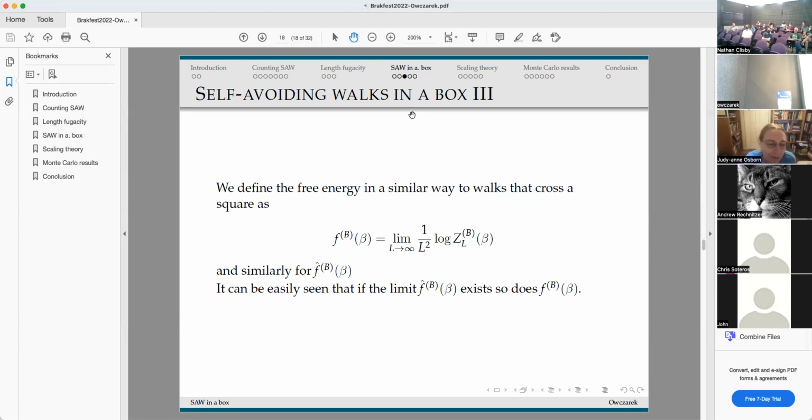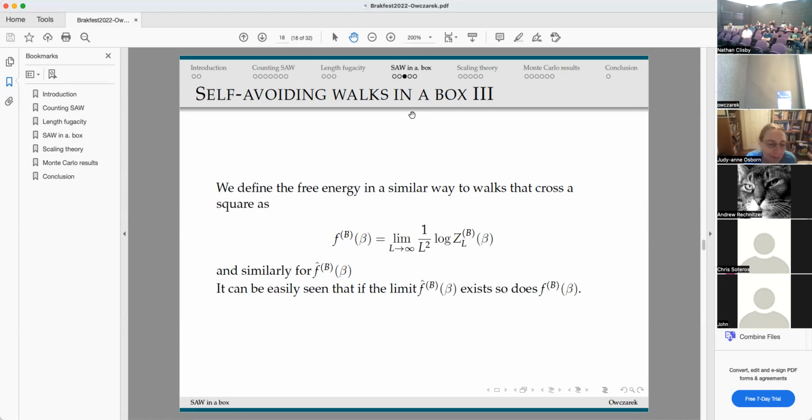And you have a similar free energy. You can also define a free energy, and I put a hat on it, for walks up to translation inside a box. It's not too hard to show that if the limit with the hat on it, that is up to translation, exists, so does the one which finishes and ends anywhere inside the box, including all translations. The two are equivalent.